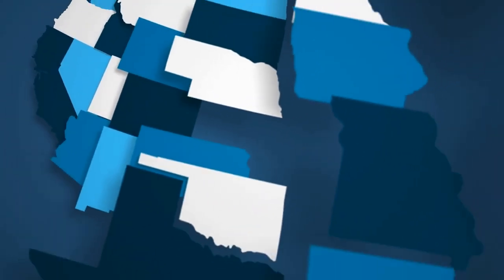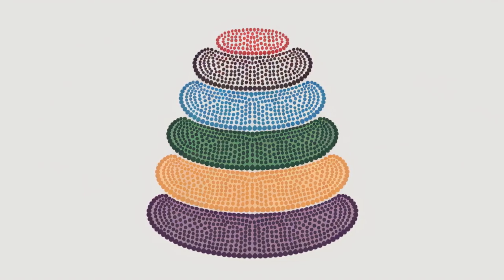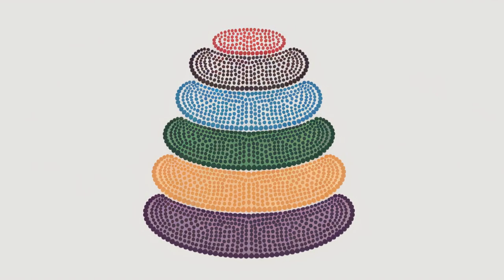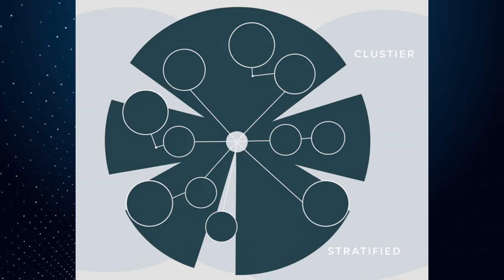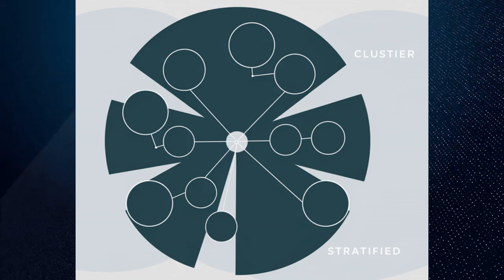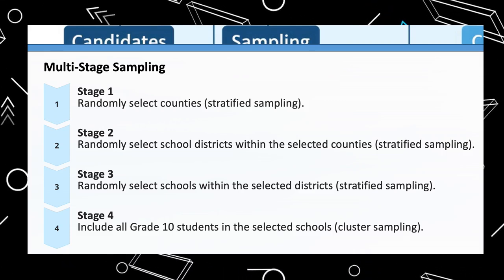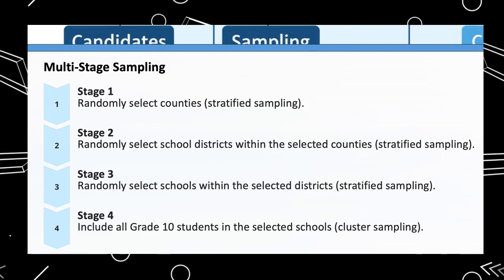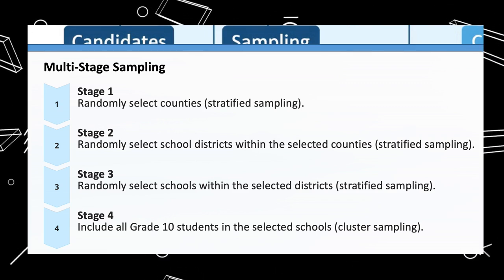Next, let me explain multi-stage sampling. Multi-stage sampling is a hierarchical sampling method where sampling is conducted in stages, narrowing down the population step by step. In some situations, different sampling methods, stratified and cluster, may be used in different stages of multi-stage sampling. For example, you may randomly select a few counties or cities, a few school districts, and a few schools in each level of the hierarchy.